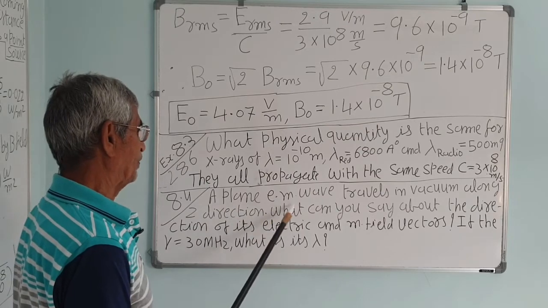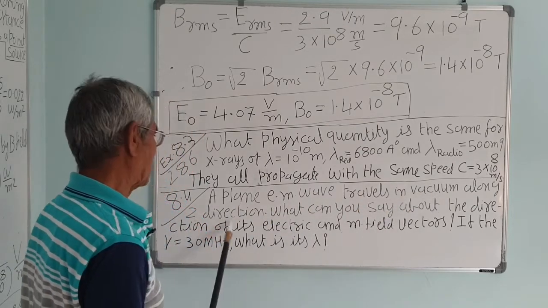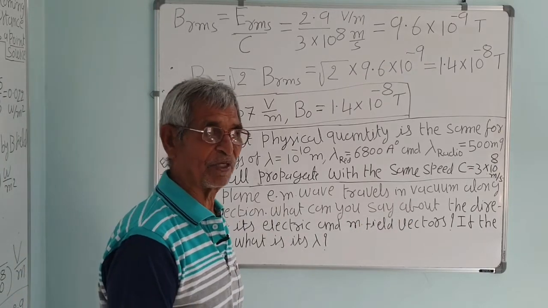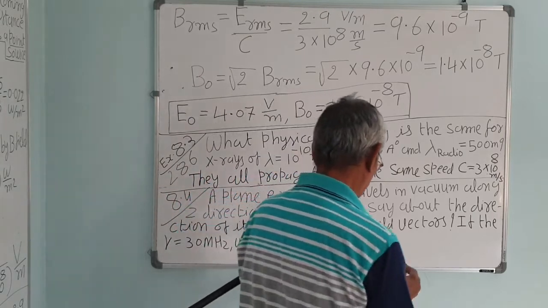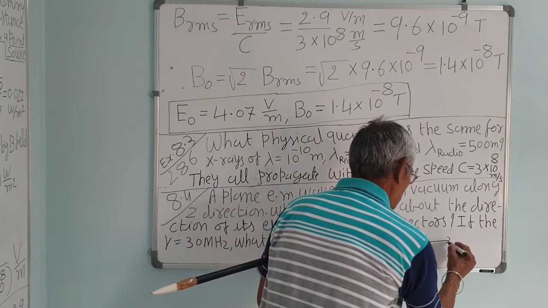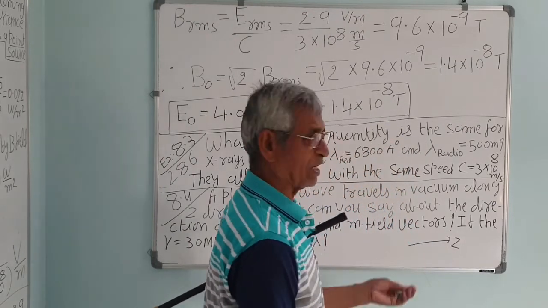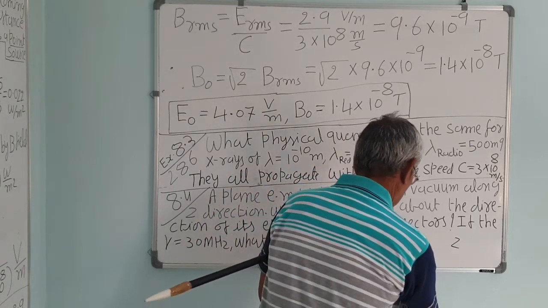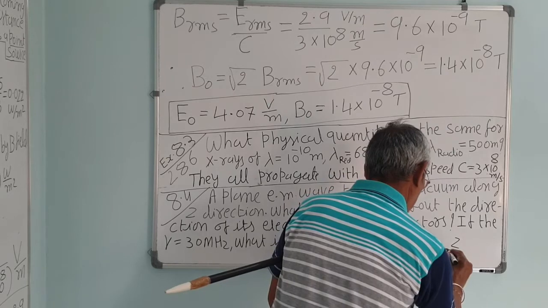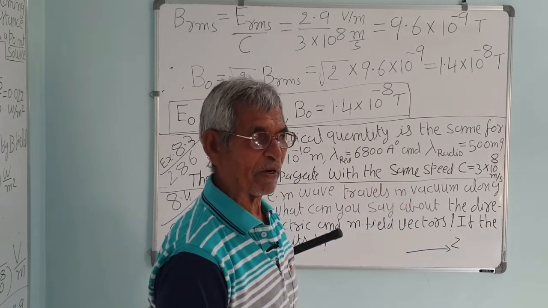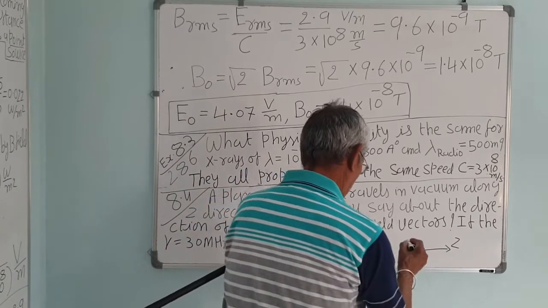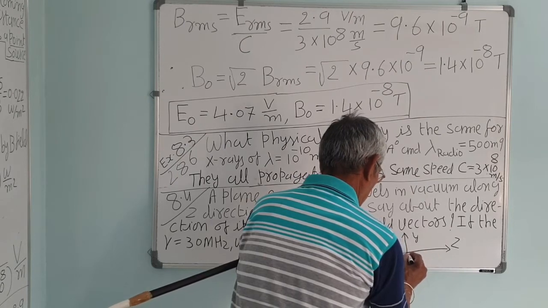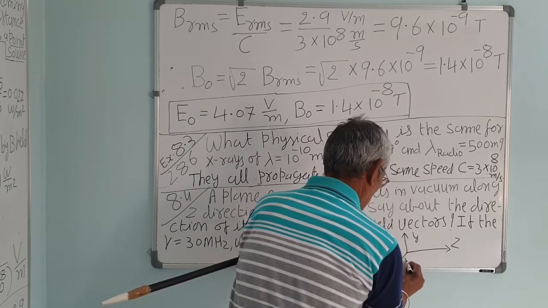A plane electromagnetic wave travels in vacuum along the z direction. What can you say about the direction of its electric and magnetic fields? The propagation is along the z direction. The other two, the magnetic field and the electric field, are mutually perpendicular and will be in the x-y plane. So one field will be in the y direction, another along the x direction.